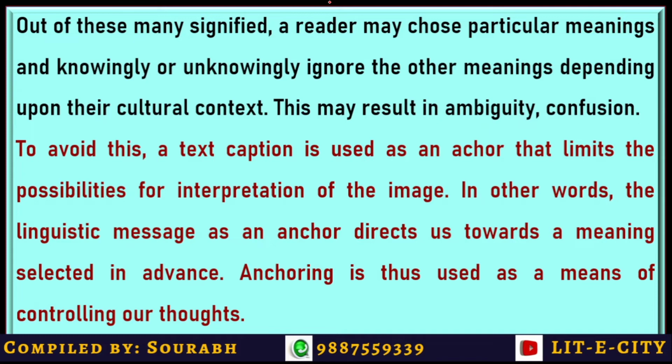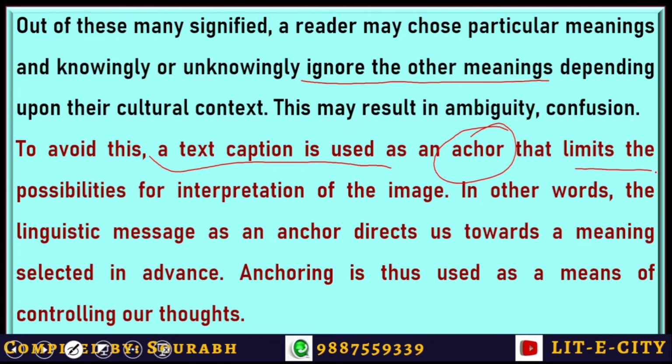Now, out of these many signifieds, a reader may choose particular meanings, knowingly or unknowingly ignoring the other meanings depending upon their cultural context, and this may result in ambiguity or confusion regarding the exact, the correct, the definite meaning of the image. In other words, different persons looking at the same image may interpret it differently. Now, to avoid this, a text caption is used, which works like an anchor, and it limits the possibilities of interpretation for the image, because along with the image, the caption gives some additional information which limits, which controls, which remote controls the interpretation process of the viewer.